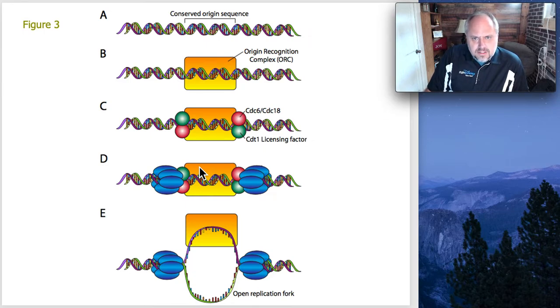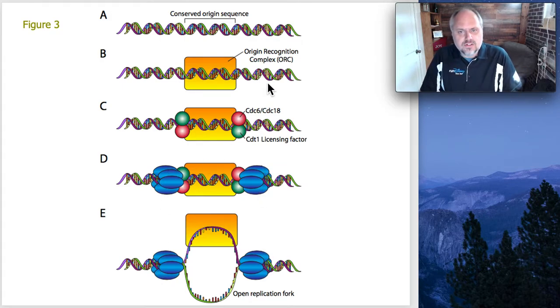Here's a pretty decent overview, if you will, of what replication looks like. You've got a few of the enzymes in there. So these, of course, would be the helicases. You guys are familiar with those as the unwinders.